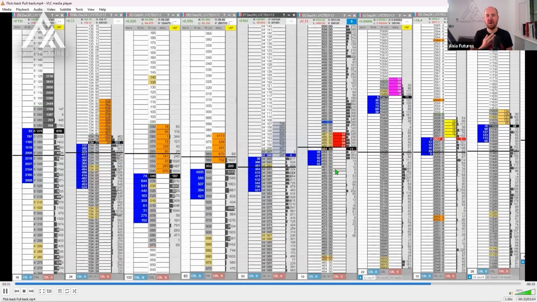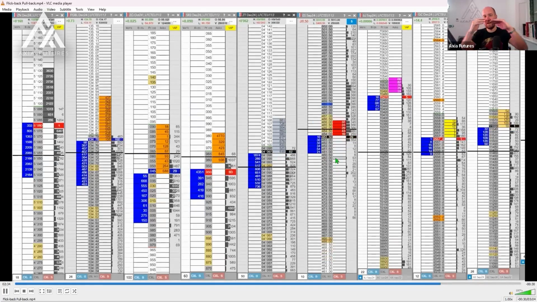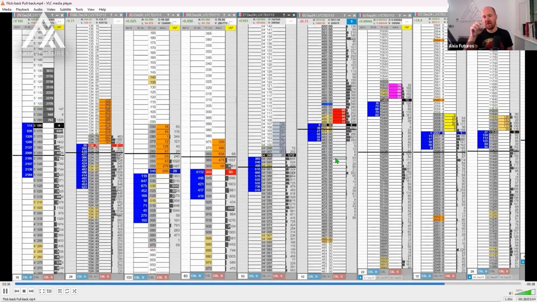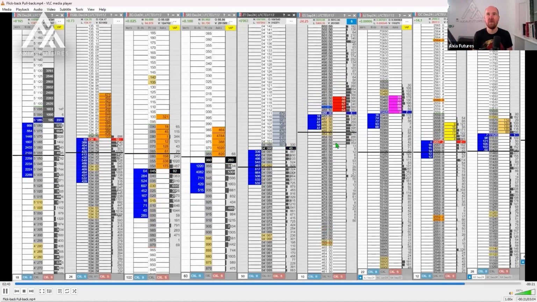People often ask, well, why don't you just place stops? You don't want to place a stop when the market's fast in case you get flicked out. So you're using the cursor. You have to be disciplined. You know where your stop is. You use the cursor and you place it where you want your stop to be.